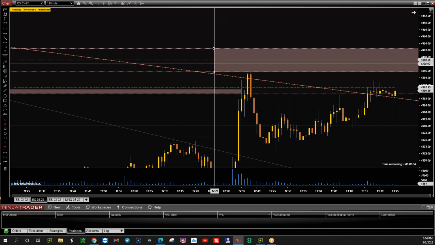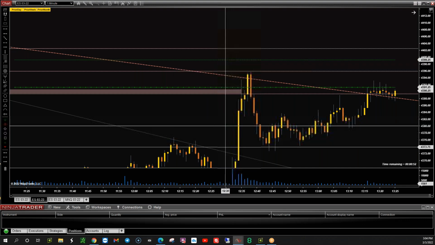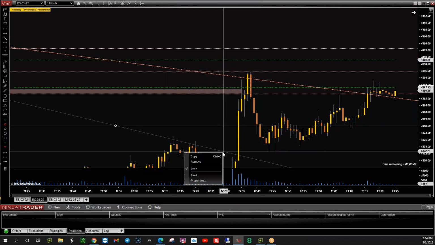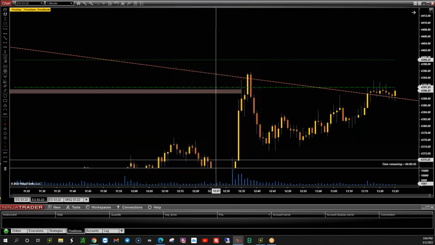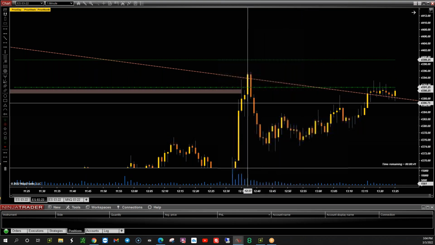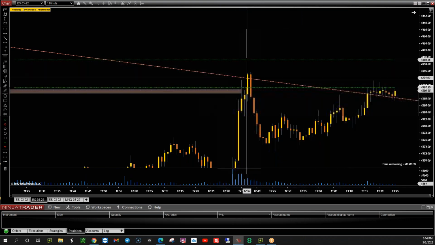So if I just get rid of this stuff here, now that you see where I'm at, let's get rid of all of this. Okay, now it's clean. So when price comes up here into my trend line, I'm looking at the very least 1 to 2 on the lower time frame.